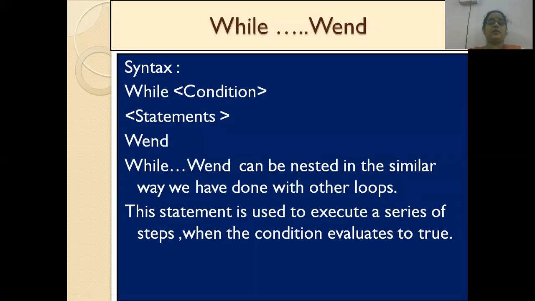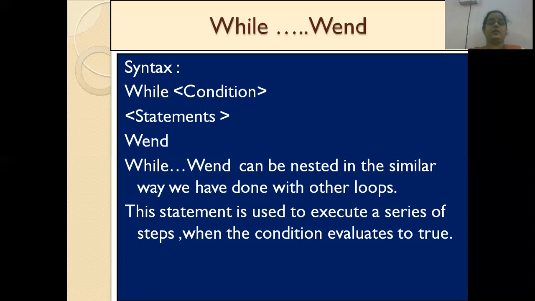Then the second type of loop structure is while and when. The syntax of while and when is: while, condition, number of statements, and when. Here while and when is slightly different from do while. In do, first the statements are executed and then the condition is checked. But in while when, first the condition is checked and then the statements are executed, and the while statement is ended with when instead of end.